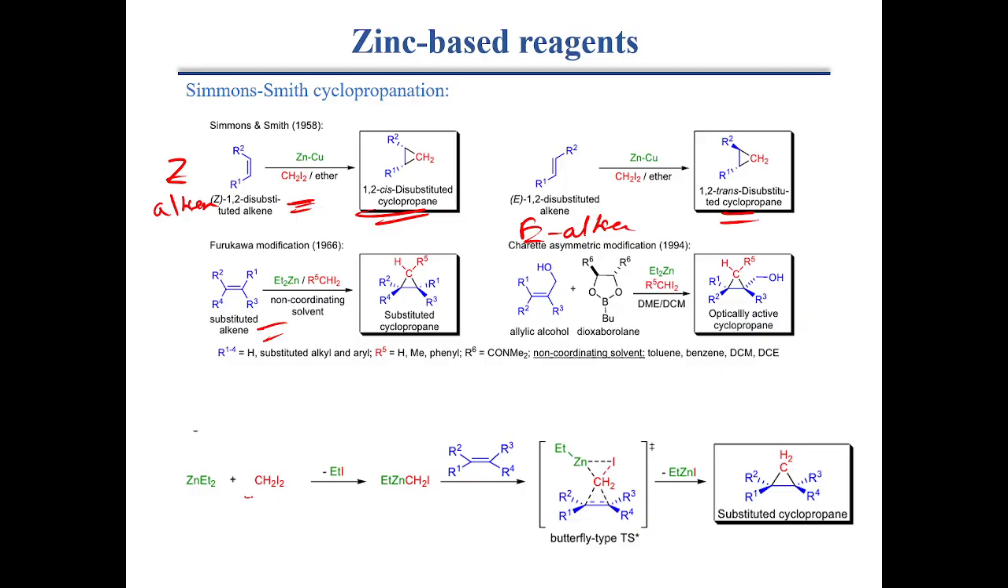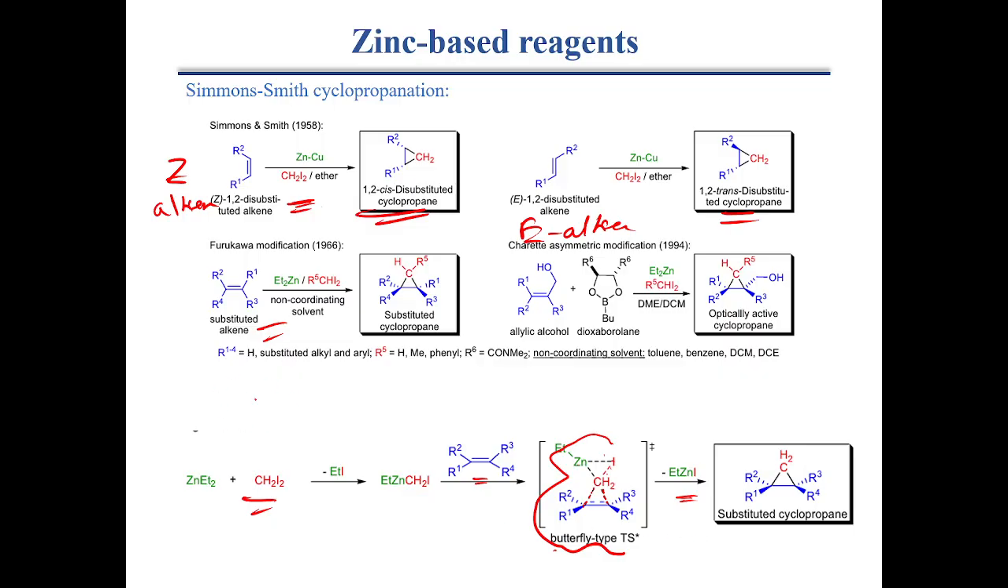So first, zinc in the presence of CH2I2, diiodomethane, forms the ethyl zinc iodomethane. Now this ethyl zinc iodomethane, in the presence of an alkene, undergoes this cyclopropanation through a butterfly transition state. So what happened? This CH2 reacts with the pi bond of the alkene, and this is coordinated with the iodine and zinc compound. So after liberation of the ethyl zinc iodide, we get the substituted product.